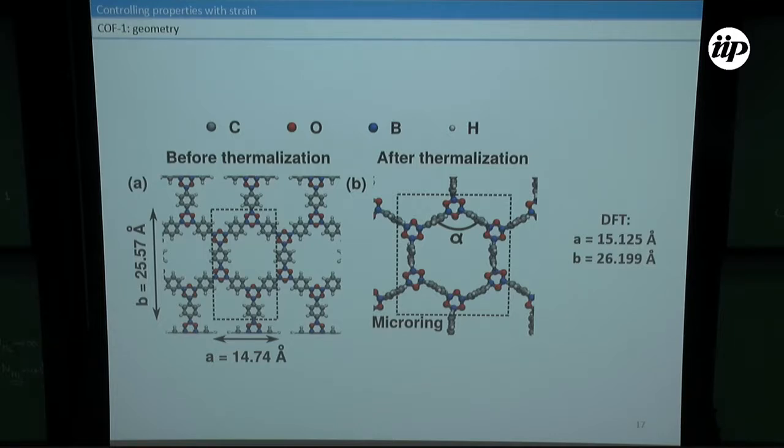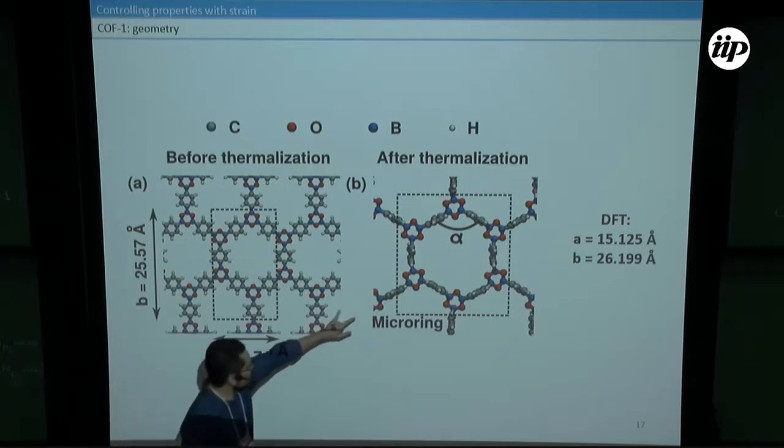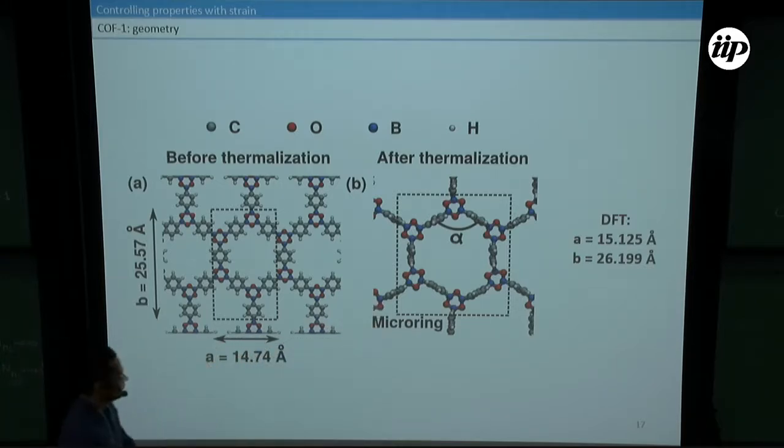We would like to see how well ReaxFF describes the geometry, so we compare that with DFT. This is the cell that we minimized with ReaxFF, and after we thermalize it, we actually see some rotation of those rings. I think it's somewhat close. It has about a 3% difference between DFT and ReaxFF in the size of the supercell that we're using.